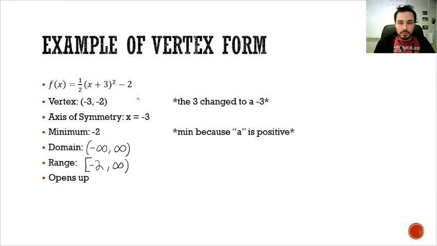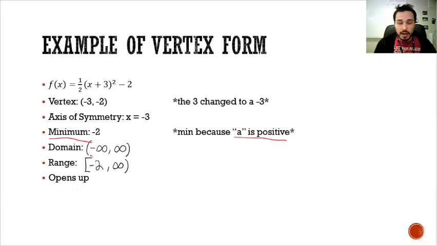And in this example, again, note that the 3 here changed to a negative 3 here. Otherwise, everything else from here is pretty basic. X equals negative 3 because that's the X value of the vertex. Minimum is negative 2. It's a minimum because the A value is positive. A is 1/2 here. Doesn't matter that it's a fraction. What matters is that it's positive. Domain and range never change, or domain never changes. Range, because we have a minimum, is negative 2 to infinity, and because A is positive, it opens up.